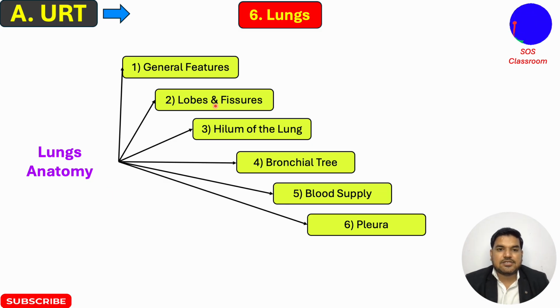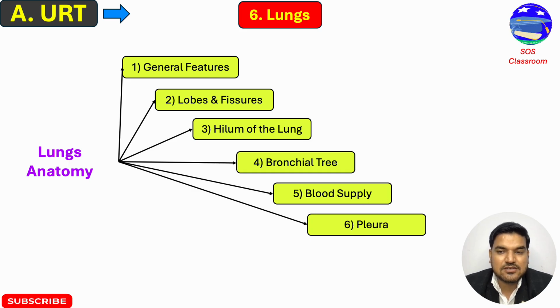Okay, next and last we'll discuss the lungs. To clearly identify the anatomy of the lungs, we have 6 points. Number 1, general features of the lungs, lobes and features of the lungs, hilum of the lungs, bronchial tree, blood supply to the lungs and pleura.